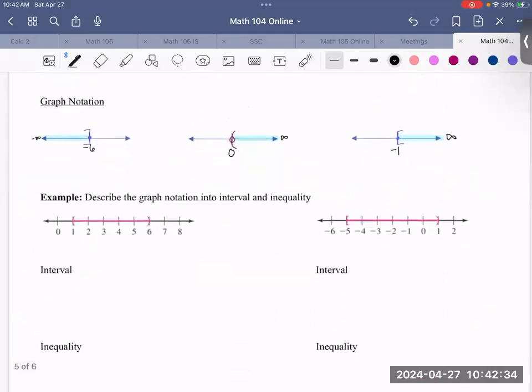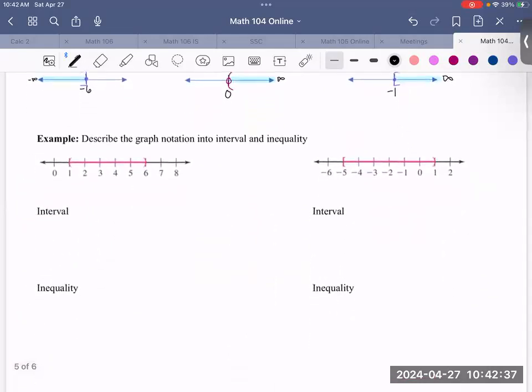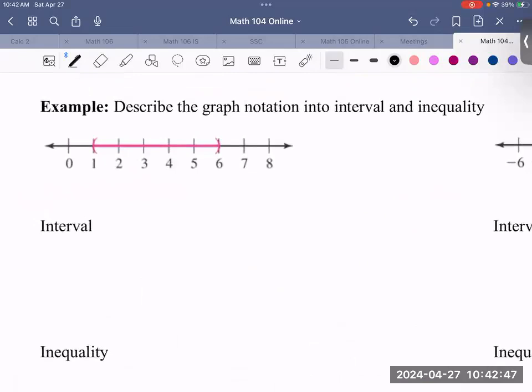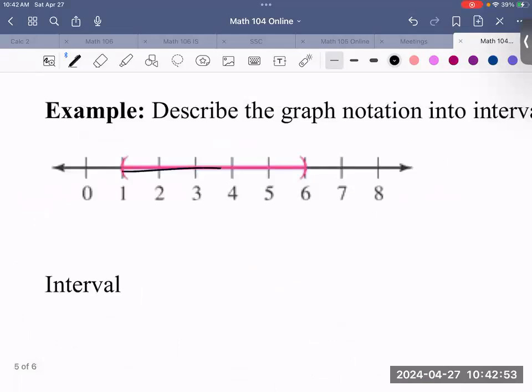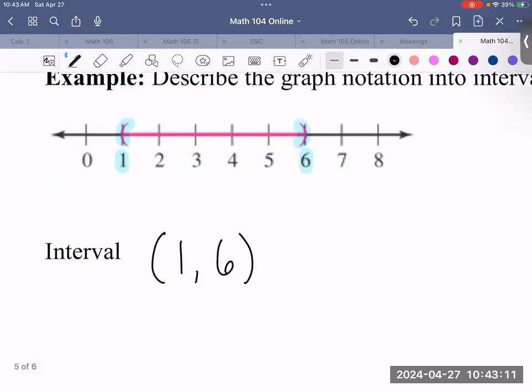All right, let's try it again. Now let's go from a graph into interval or inequality notation. Again, if you are already good on this part, feel free to just skip on by. So describe the graph notation. We are looking at the values that are shaded in the middle, so from 1 to 6, and we have parentheses around them. So in interval notation, we should write parentheses 1, comma 6, parentheses, always smallest to largest, right?